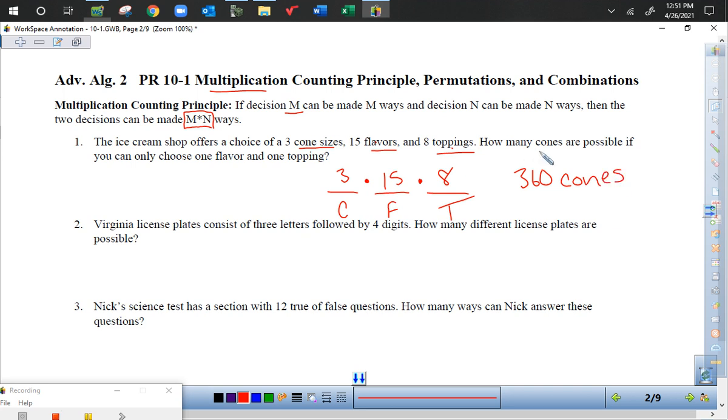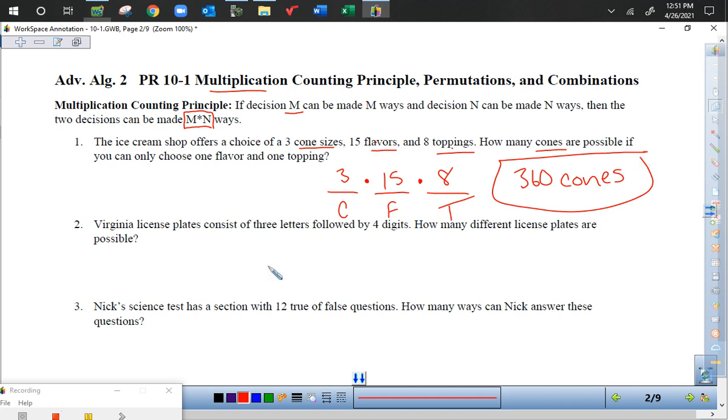Be sure we answer our question with a label based on what it asks for. And that would not have been as fun to list out all of those options. Okay, so it's good we have this principle to shortcut for us. We're going to follow that same process on number 2. It says Virginia license plates consist of 3 letters followed by 4 digits.